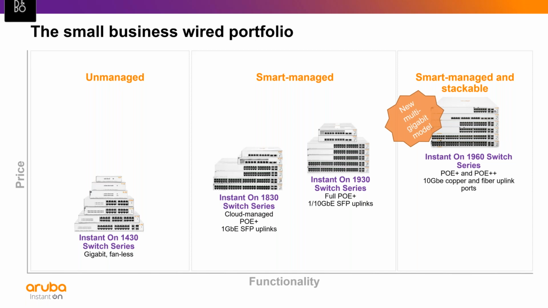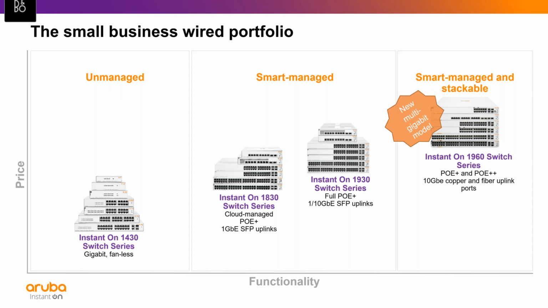The 1960 basically encompasses all those features of the 1930, but then brings some additional things in. And one of the things that you see highlighted up there is the fact that these are stackable. So I can have up to 4 of these in a stack, and we'll talk a little bit more about that later. There's PoE plus support, which is the 30-watt standard. There's also PoE plus plus support, which is the BT standard, which means they'll support devices up to 60 watts.